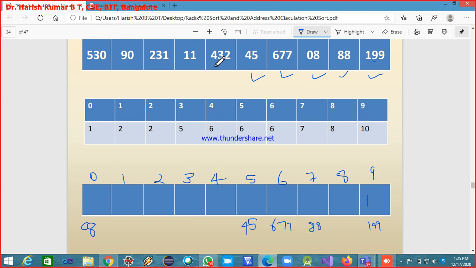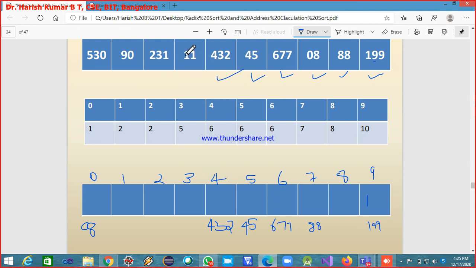432. Okay, 3 is the digit in the tens place. For 3 I have 5. 5 minus 1 is 4. Okay, that means 432 takes the position 4. Okay. Next, this is also done.